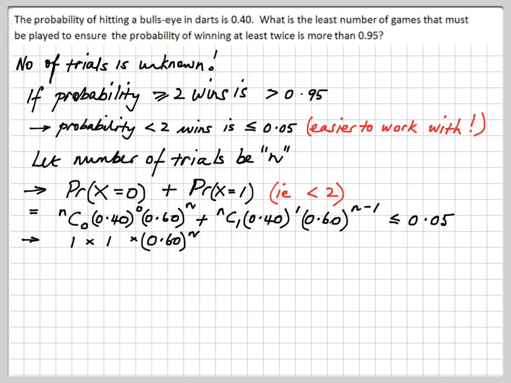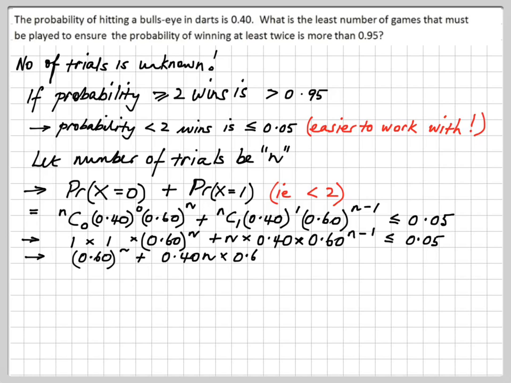Now let's simplify that a little bit. nC0, in fact anything C0 is 1. 0.4 to the 0 is 1, and we're just left with 0.6 to the n, plus nC1 will be n, 0.4 to the 1 is 0.4, and then 0.6 to the n minus 1. That has to be less than or equal to 0.05. Now, the thing is we want to solve that, okay? We want to solve that.